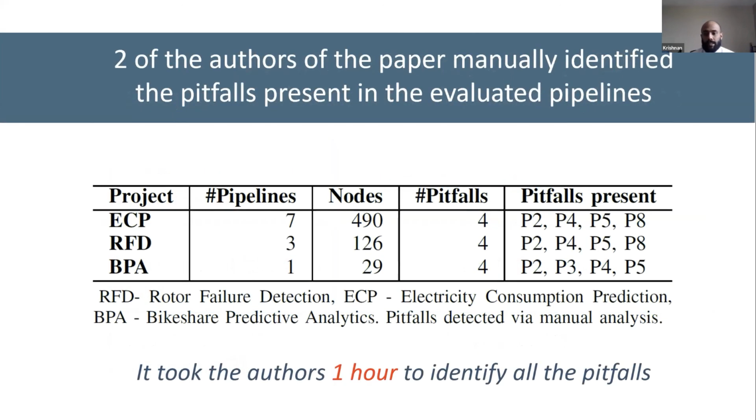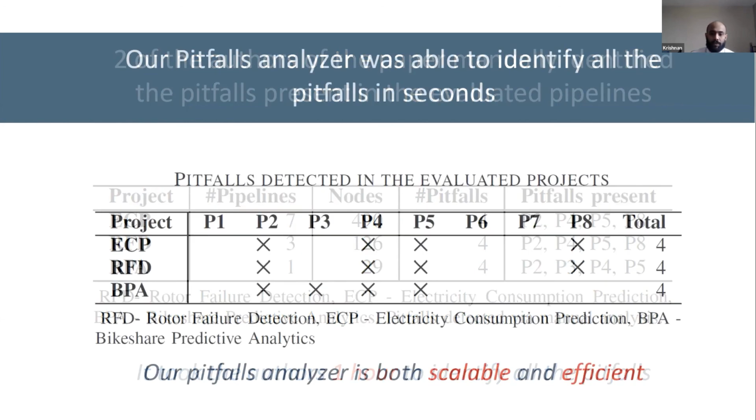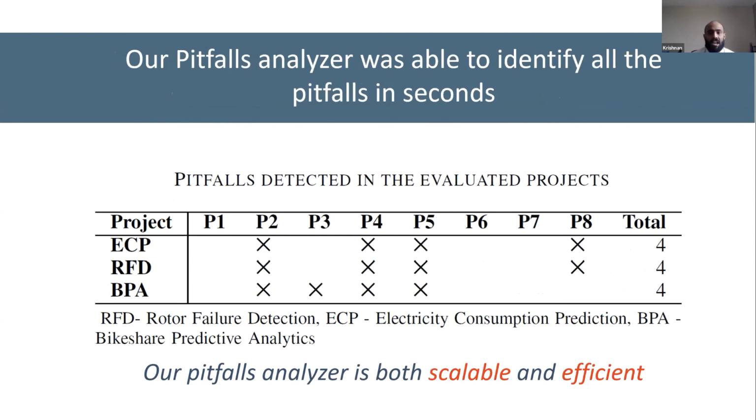This is a summary statistic of the number of nodes and the number of pipelines in each project. Two of the authors manually went through all of the pipelines to see what pitfalls are present. I present the pitfalls that were present here. It took us almost an hour to go through all of this and identify them. When we did the same thing with our pitfalls analyzer, it analyzed all the pipelines in a matter of mere seconds. So I assert that our pitfalls analyzer is both scalable and really efficient.